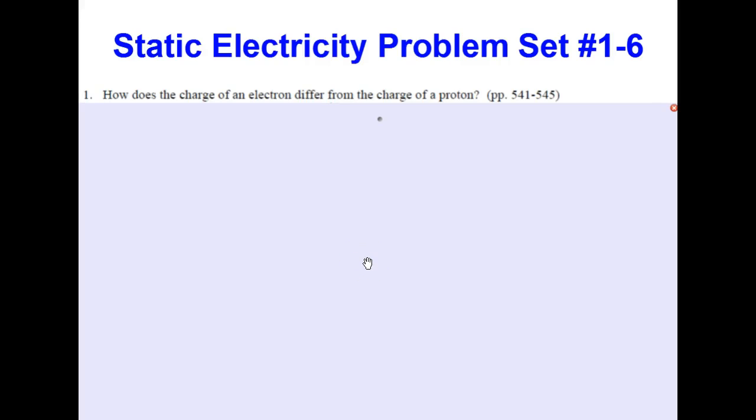Welcome to the Solutions to the Regents Physics Static Electricity Problem Set, problems numbers 1 through 4.